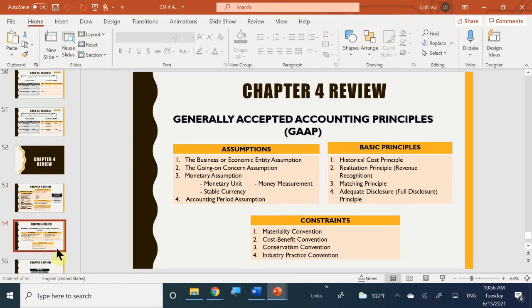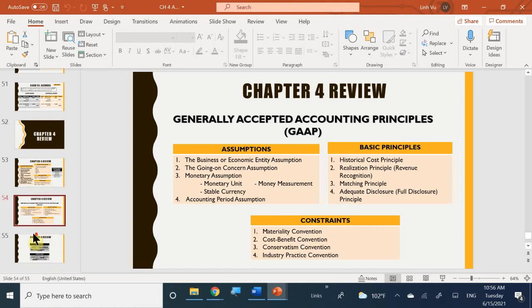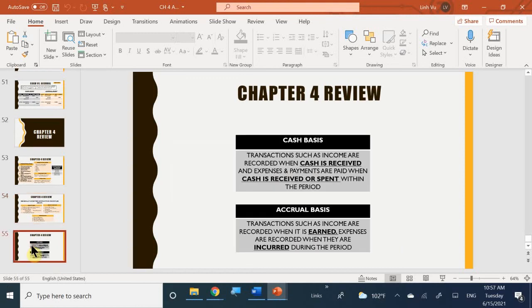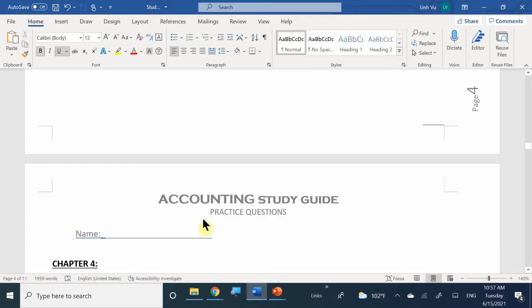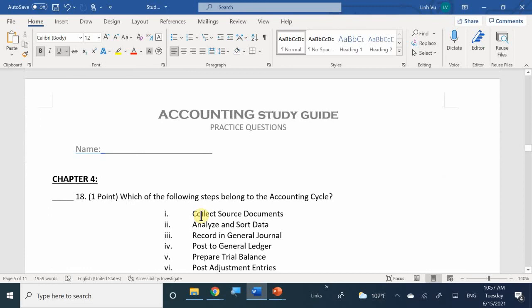So again, if you need help to kind of memorize this, understand it as your ABCs: your assumptions, your basic principles, and your constraints. So once again, you can print these out and make notes if you'd like. And of course, the difference between a cash and accrual basis. So let's go ahead and dive right into the questions, and then we'll ask questions afterwards.